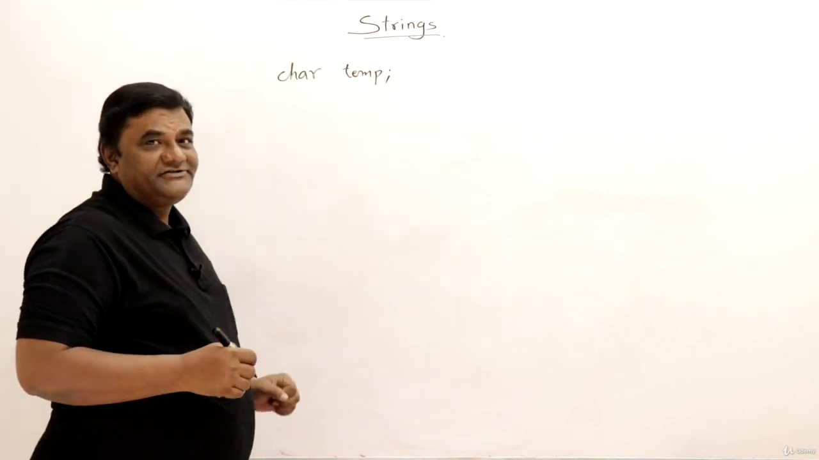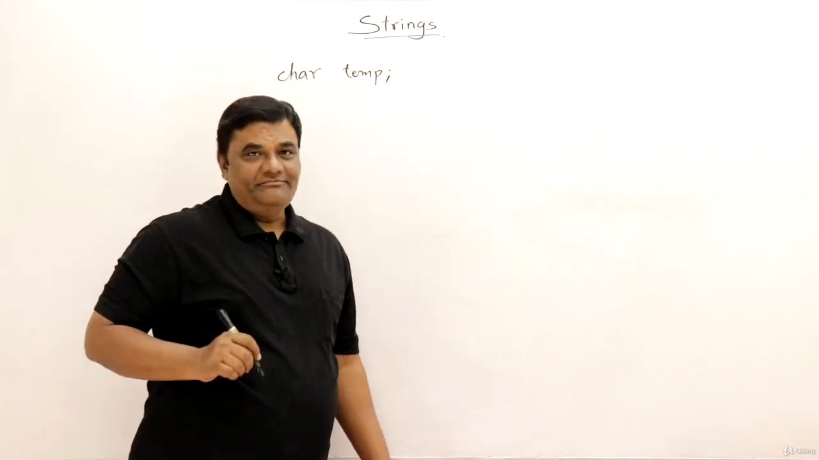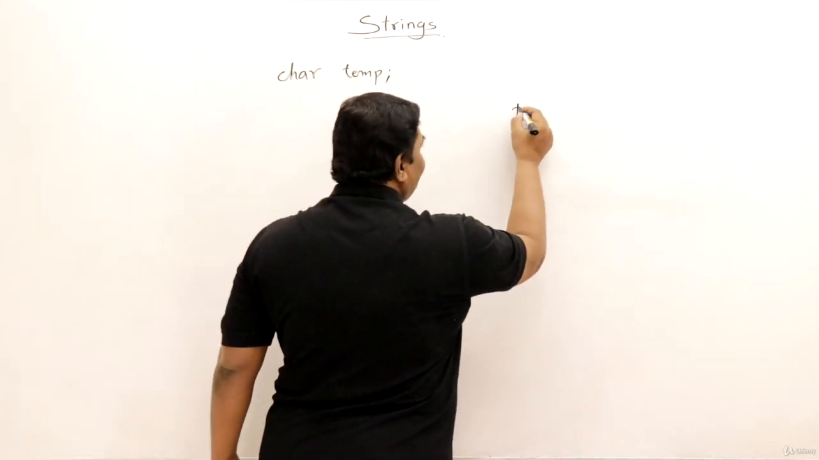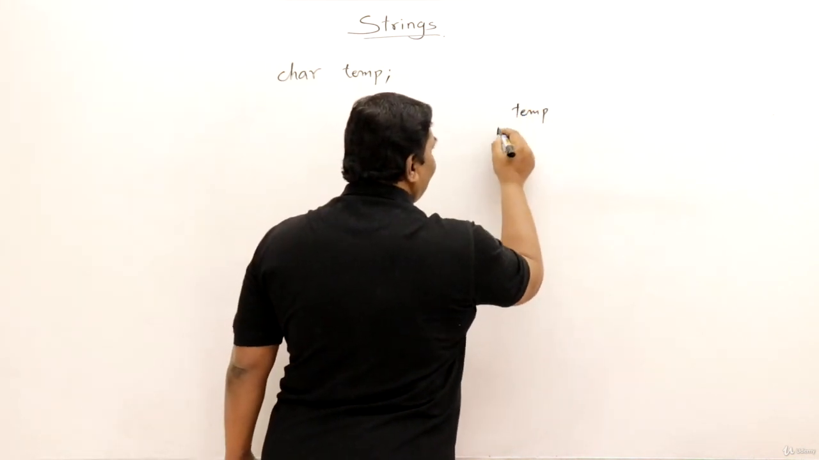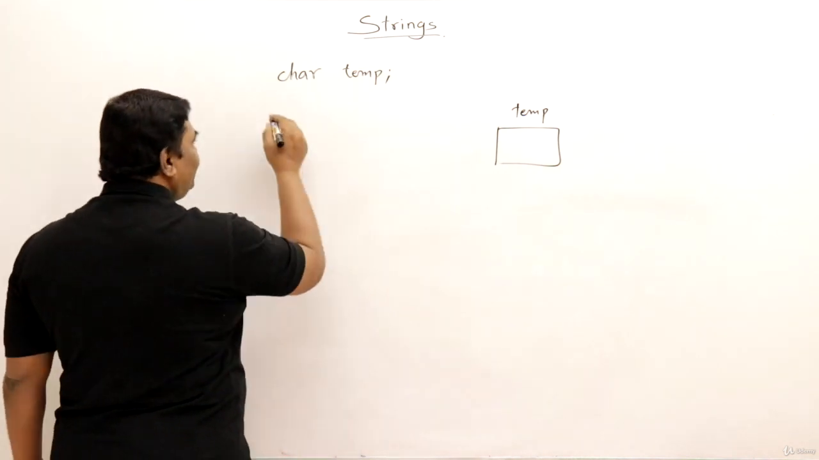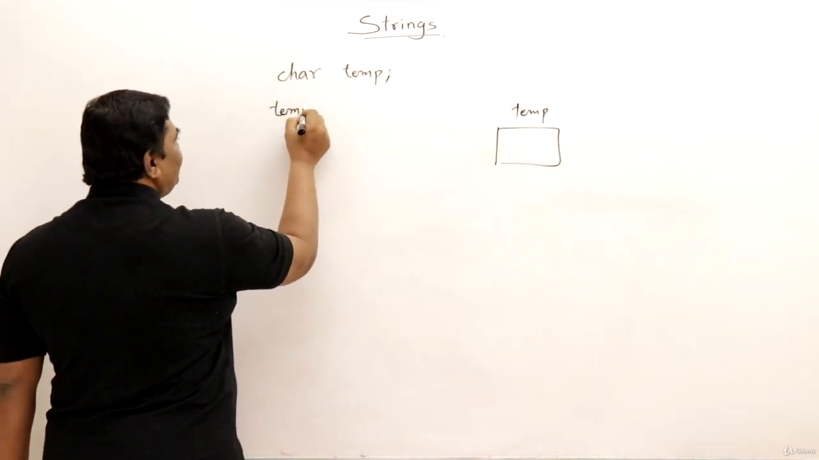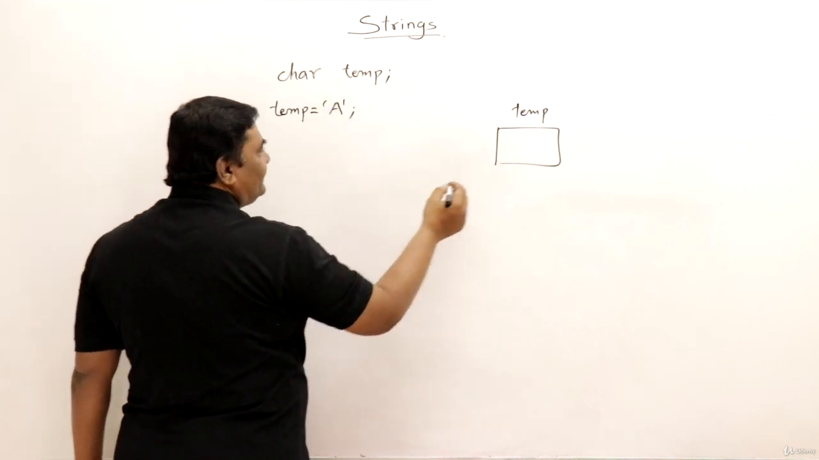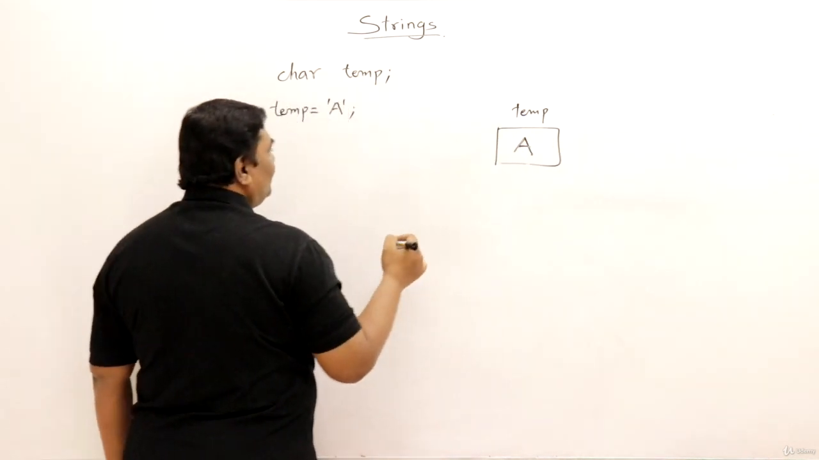How much memory does it consume? It takes 1 byte of memory. What is the data present here? There is nothing present here, so temp is just 1 byte. If I want to store something in it, I can initialize it with a character, let us say capital A. So A is stored here.